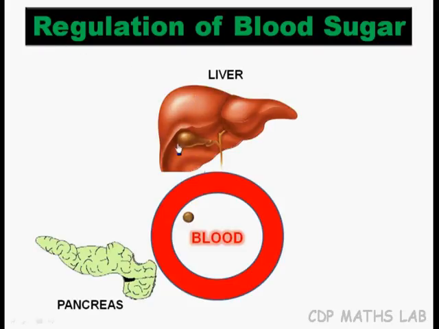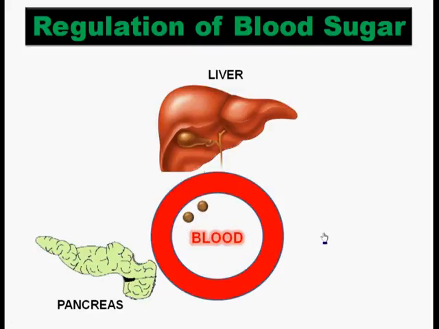First and foremost, this is your what? Liver. And of course, this picture is depicting your pancreas. And this oval shaped figure is representing your bloodstream.